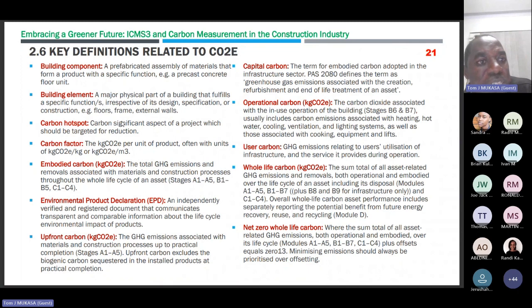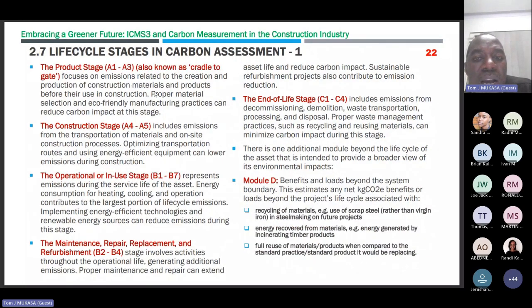I don't have to define these definitions, but I provided them for anyone who is a novice, not to get intimidated. So you can always look at some of these definitions. We know that carbon is our SI unit. Then these are the stages.